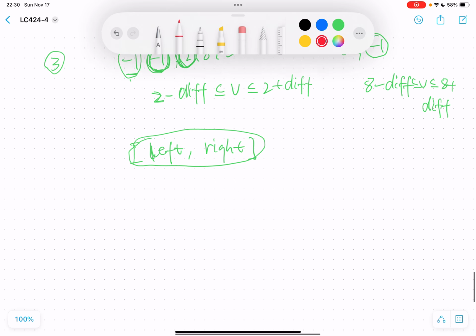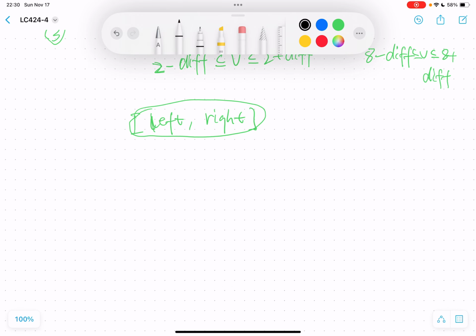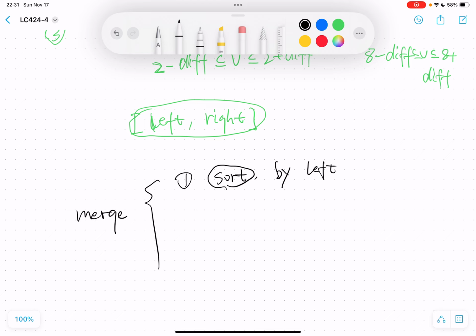Okay? So next step, we need to merge these intervals. So first thing is we need to sort them, because this can help us to get two valuable ranges. So first thing, we need to sort by left end. Next thing, we need to update.